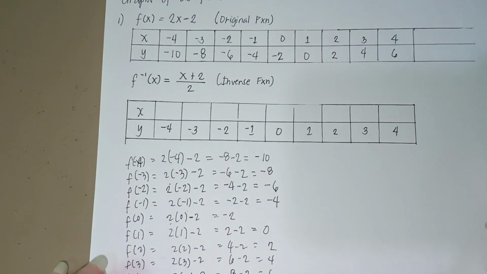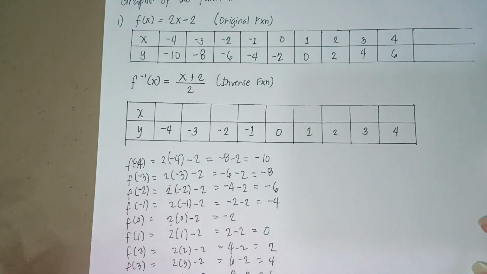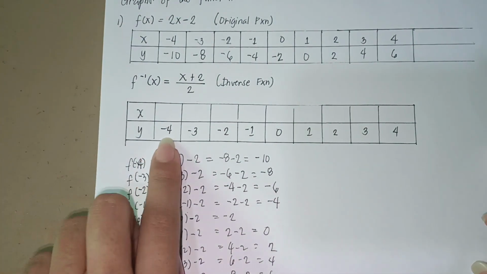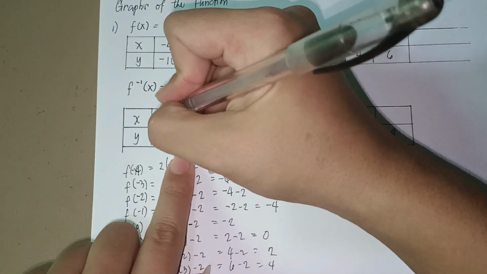So, meron tayong twist dito. Ito yung original function, ito yung inverse function. Since babalik ta rin lang. Okay, kung negative 4 ang ating y, yung x natin ay negative 10.